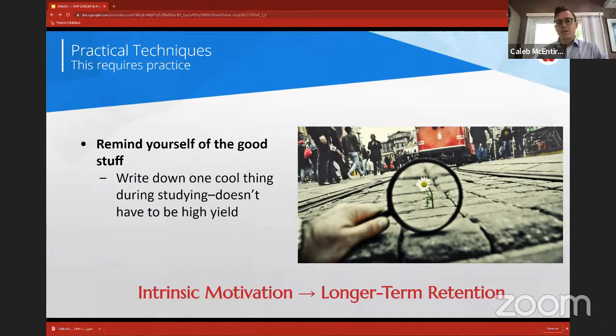Just try to reconnect yourself with a little bit of why you like what you're doing, because it can be so easy to get lost in that mire of just test stress, factoids. Try to broaden yourself out and take yourself out of that just a little bit at the end of each day.